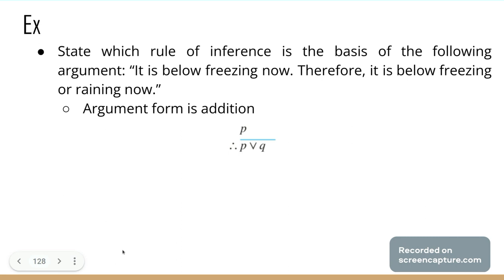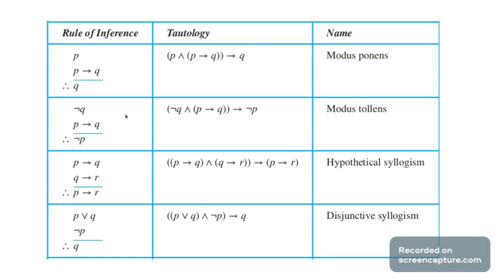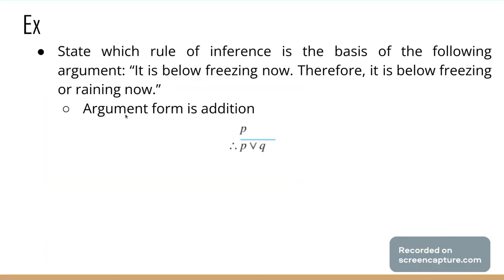Okay, now let's move on to the examples. State which rule of inference this is. Look at this and tell me which rule of inference it is. We saw that only P is given to us. There are only two rules of inference with just one premise, that is either addition or simplification. All others have two premises. So this one is the addition form.